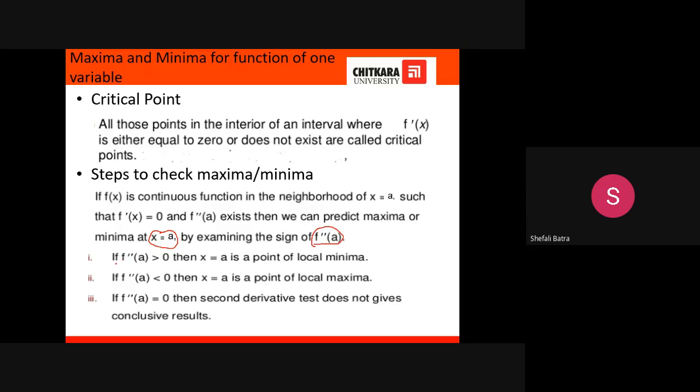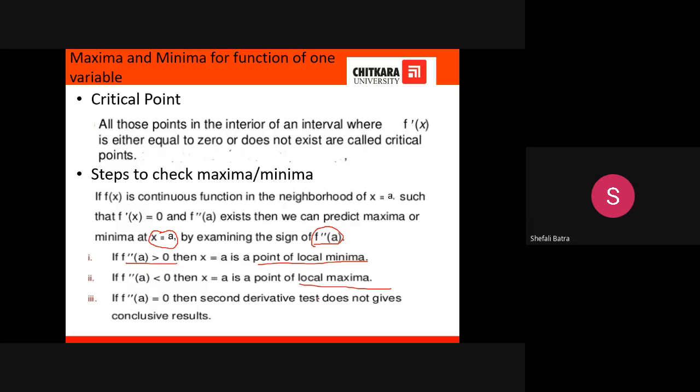So we know that if f double dash a is greater than 0, then x is equal to a is a point of local minima. And if f double dash a is less than 0, then x is equal to a is a point of local maxima. And if f double dash a is equal to 0, then the second derivative test does not give conclusive results. Right? This we have done.